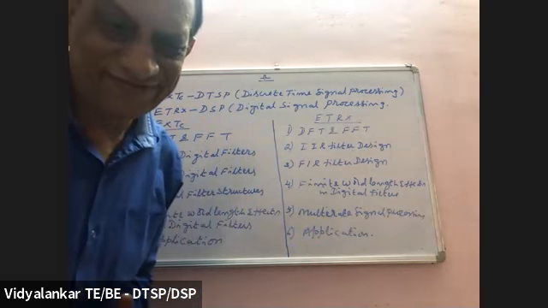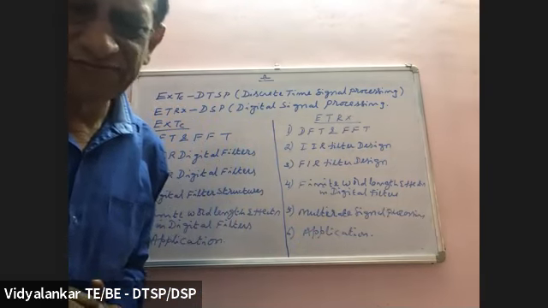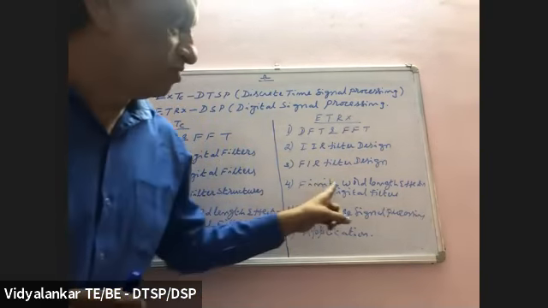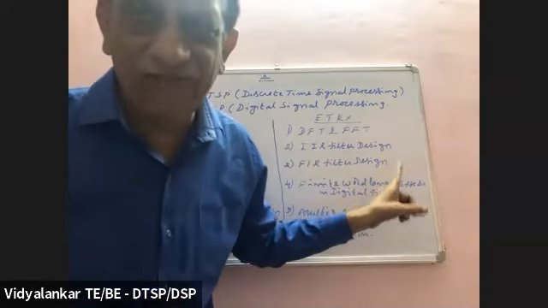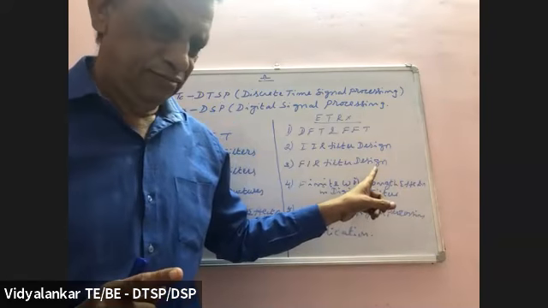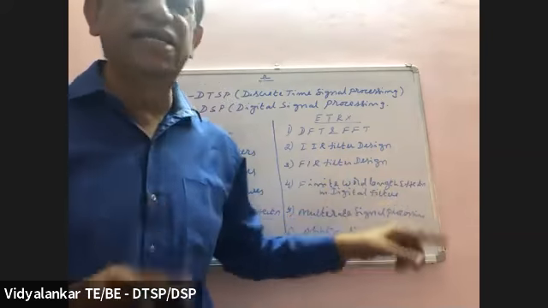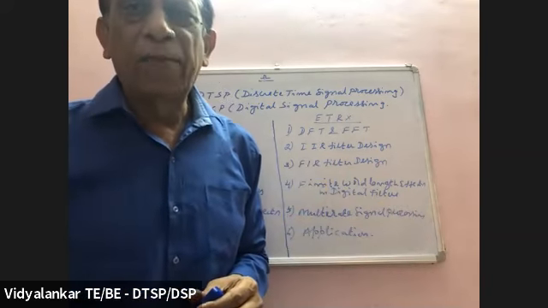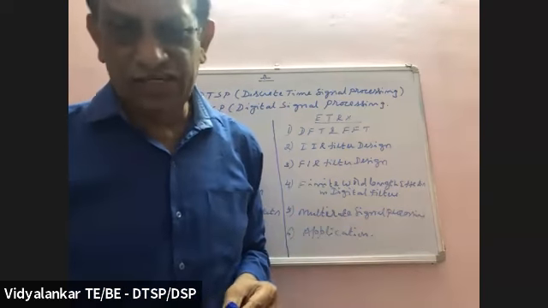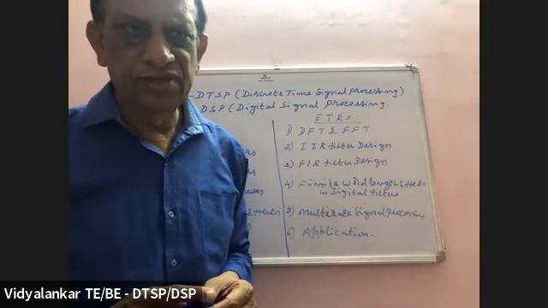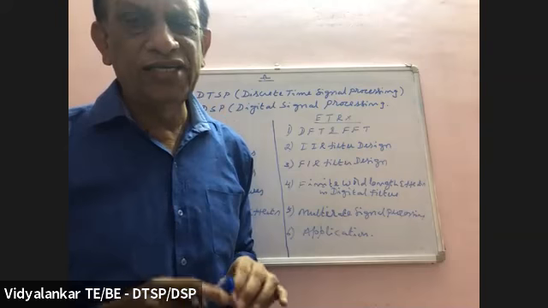Okay. Sir, the fourth module is finite word length. Finite word length effects. Okay, sir. Finite word length effects in digital filters, or parameter quantization effects. Parameter quantization effects.